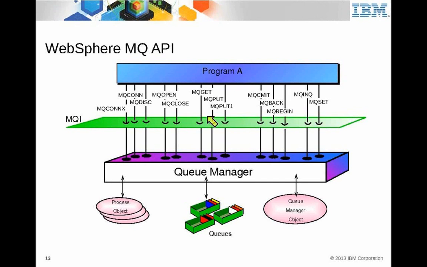MQ get is what you would use to get a message off of a queue. MQ put is what you would do to put a message onto a queue. And MQ put 1 is a special call. If all you're going to do is open, put a message, and close, MQ put 1 allows you to do that in one API call.